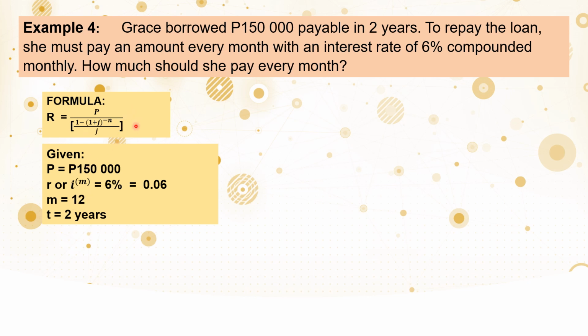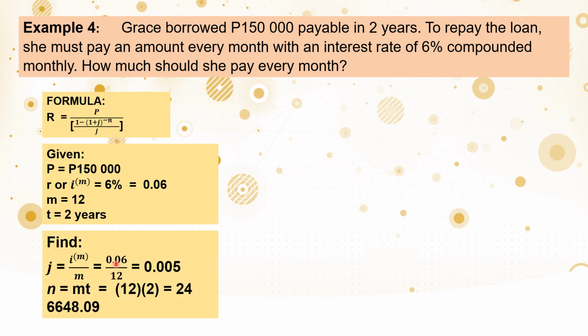So, in the formula, we have here J and N. So, we need to find first the value of J and N. So, to find the value of J, just divide the rate and M. Our rate now is 0.06 divided by our M, which is 12. So 0.06 divided by 12 is equal to 0.005. And for the value of N, just multiply M and T. M now is 12 times our T is 2. 12 times 2 is equal to 24.